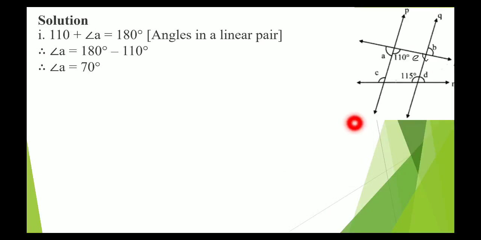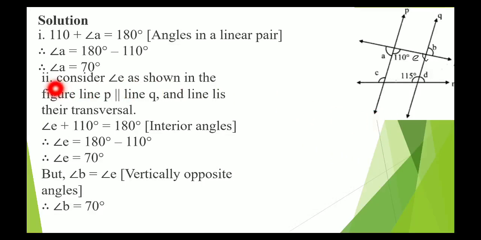Okay, now let us first find the value of A. So angle A plus 110 is equal to 180 degrees, that is a linear pair. Therefore, angle A is equal to 180 minus 110 degrees. Therefore, angle A is equal to 70 degrees.